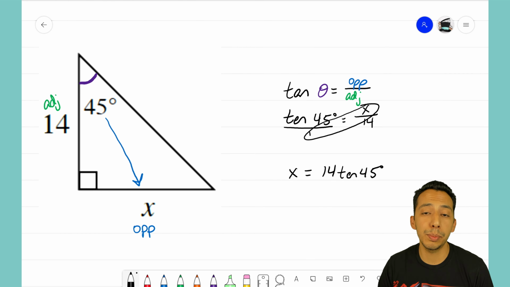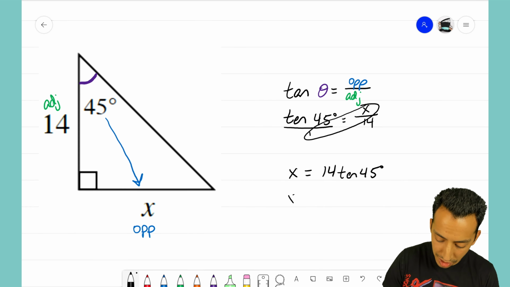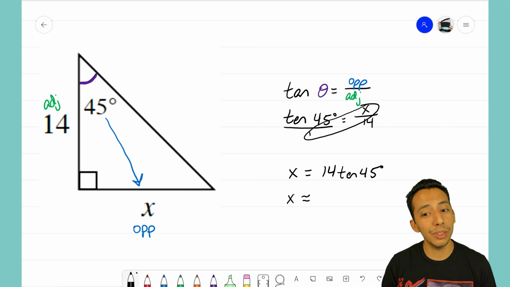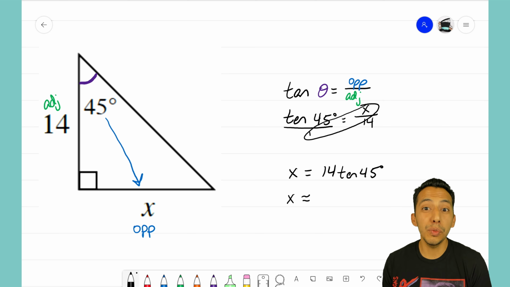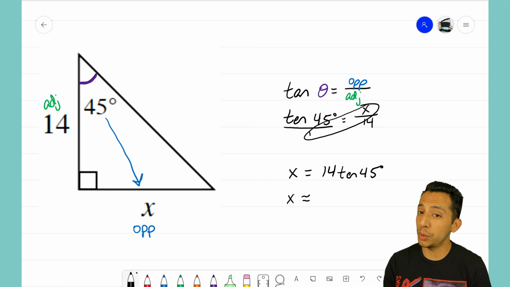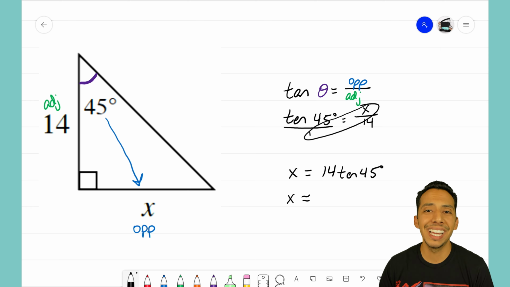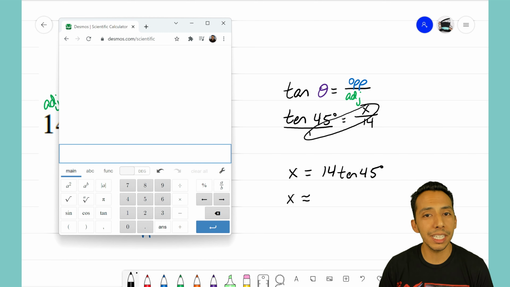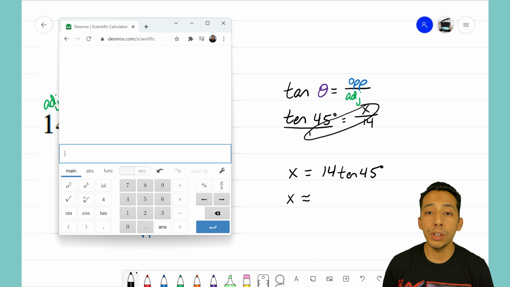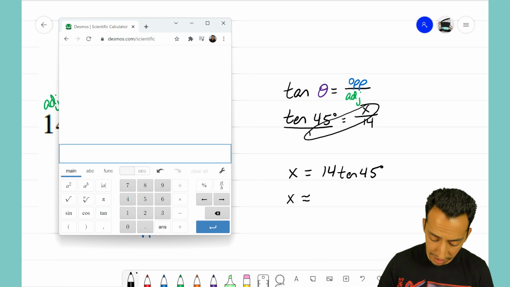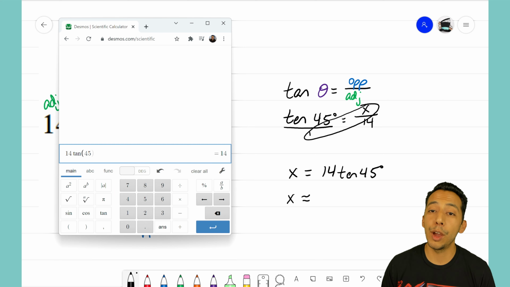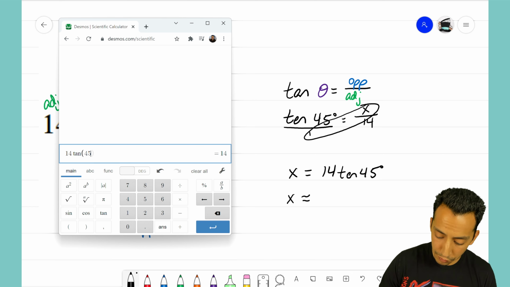And that right there is an expression that you can plug into your calculator, or some of you might already know it off already because tangent of 45 degrees is one that you should remember. It is a value that we should know. But if you're one of those people who don't know what it is, well, that's why we have calculators. We plug that in and we get our answer. So let's go ahead and open up our free online calculator from Desmos.com, and we're going to type in 14 times tangent of 45 degrees, and we see that it ends up equaling 14.